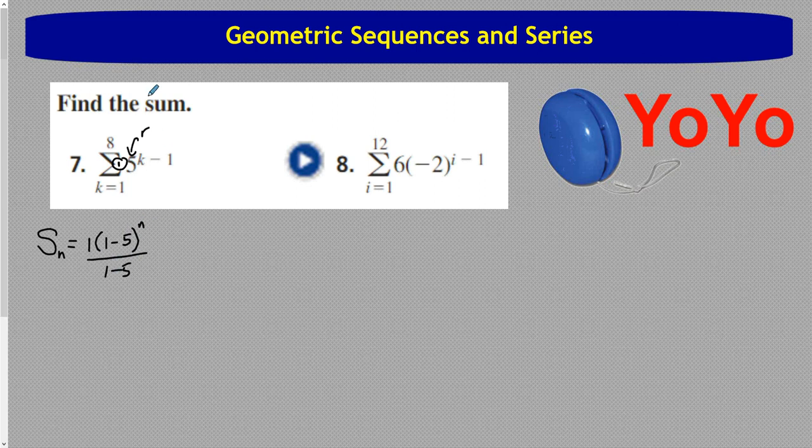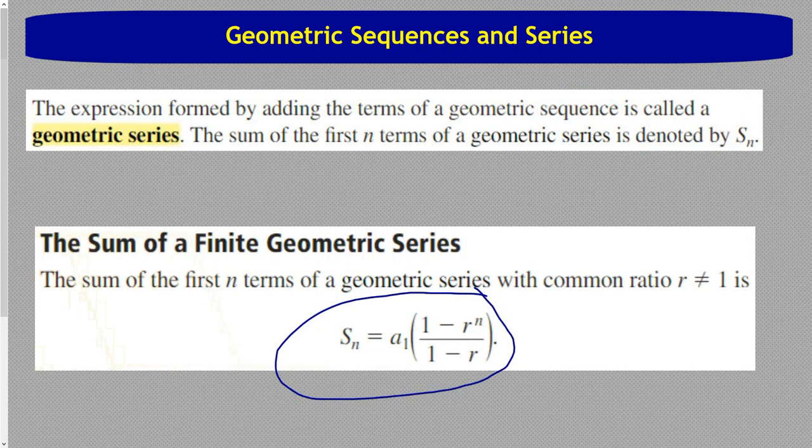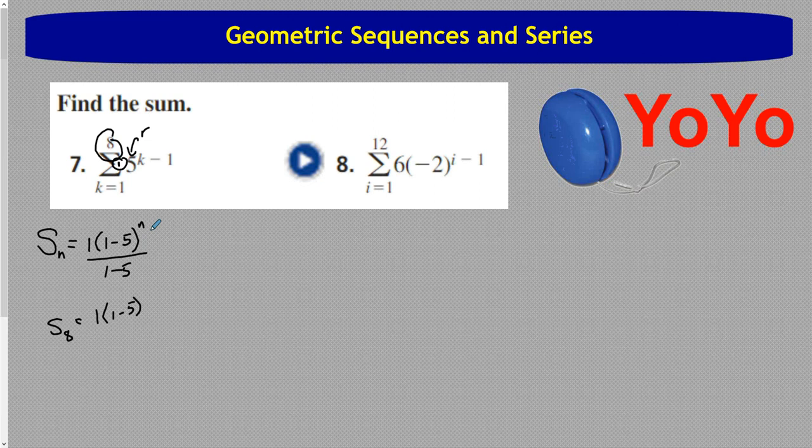5. So if we're looking for the sum, this tells us there are 8 terms. So I want the sum of 8, which would be 1 times 1 minus 5. Oh, I think I wrote this wrong, didn't I? Let's jump back here a second. Notice that n is only on the rate, but down here I wrote it as outside the parentheses. That is incorrect. I almost messed up.